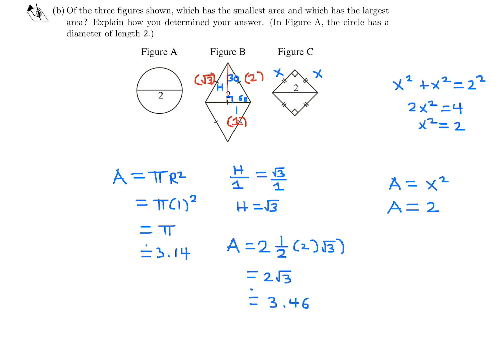So there you go. Now we have to figure out which is the largest and which is the smallest. The largest is this one right here, it's 3.46. So the largest is B. I'll put the largest is B. And the smallest in terms of area is right here, C.